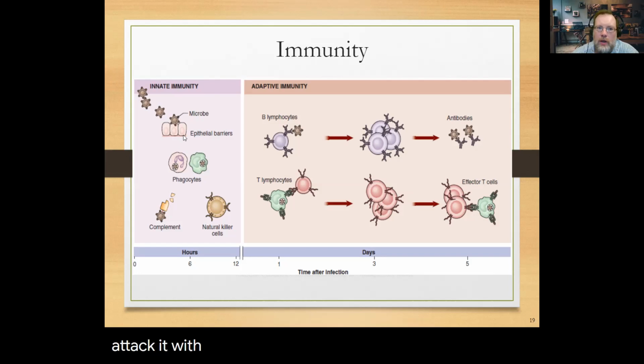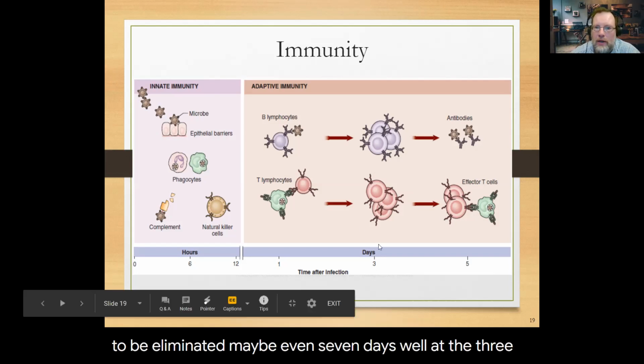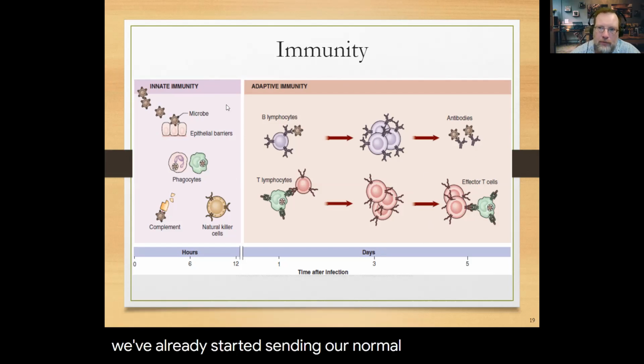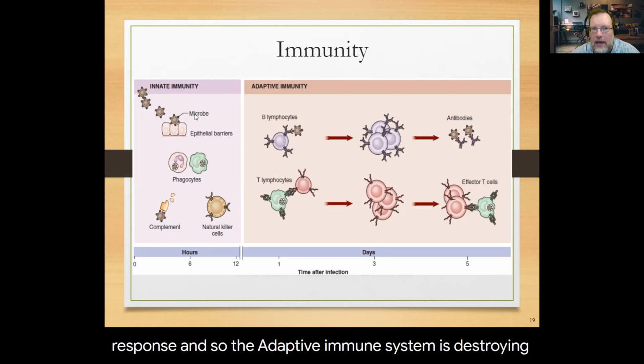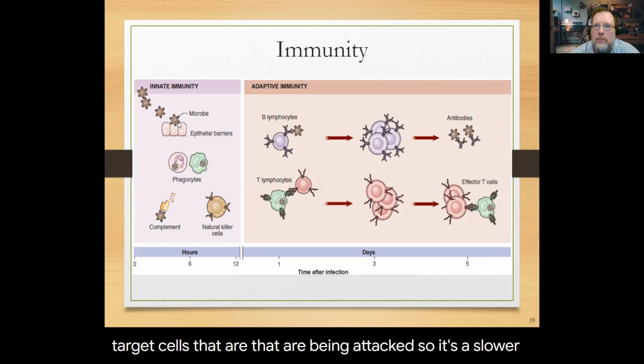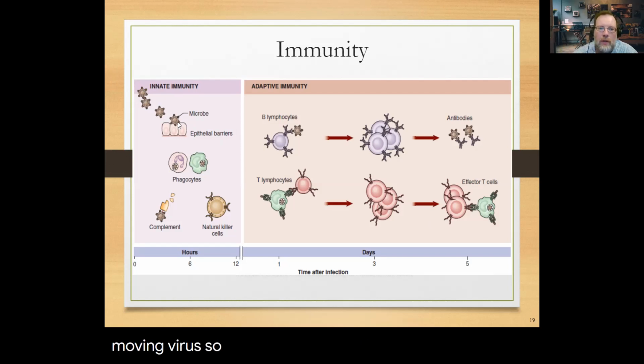With COVID, it takes 6 days for the target cells to be eliminated, maybe even 7 days. Well, at day 3, we've already started sending our normal adaptive response, and so the adaptive immune system is destroying what it can. But in the meantime, there are still more target cells being attacked. So it's a slower moving virus. So that's what all that means.